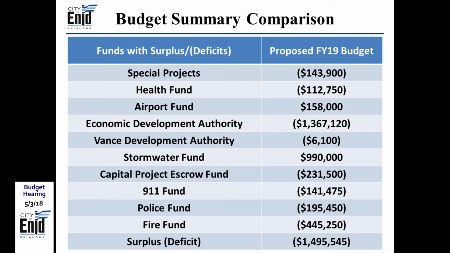Police, 911, and fire continue operating deficits. We've made significant improvement in those funds as far as their funding. 911 continues to be a struggle. There's been some reorganization across the state as far as how those centers are funded, and we'll continue to look at that to come up with a solution of what that needs to be long-term.